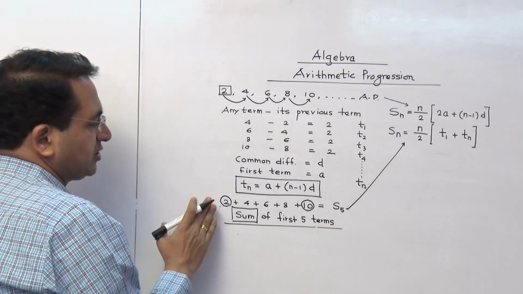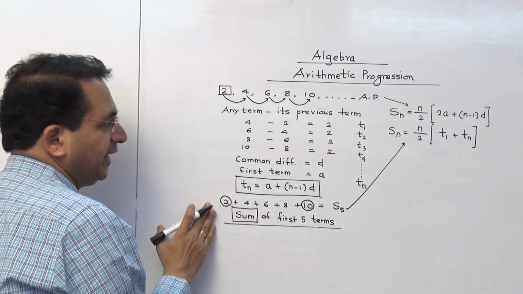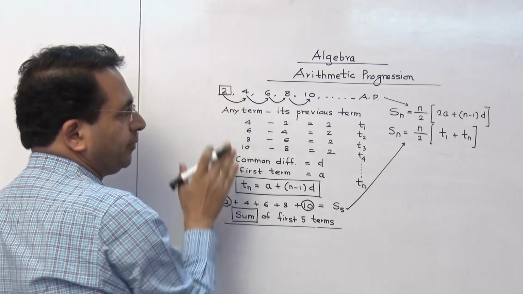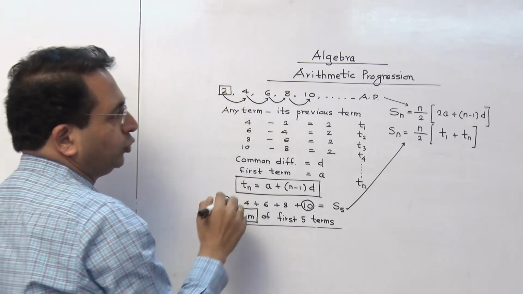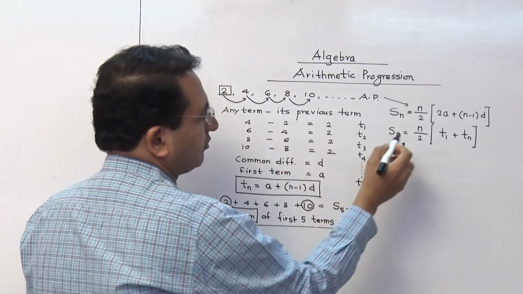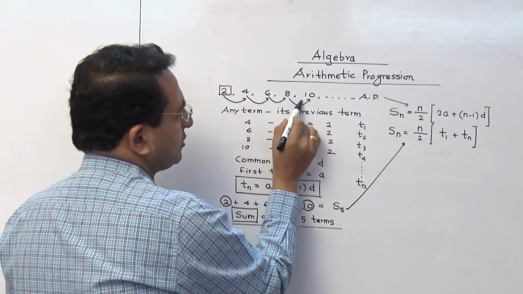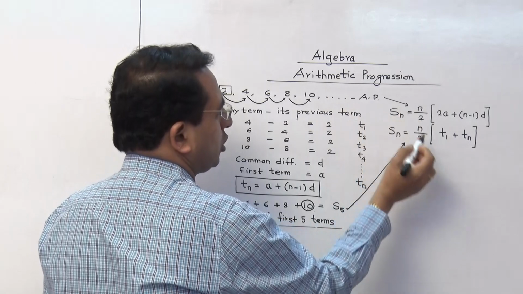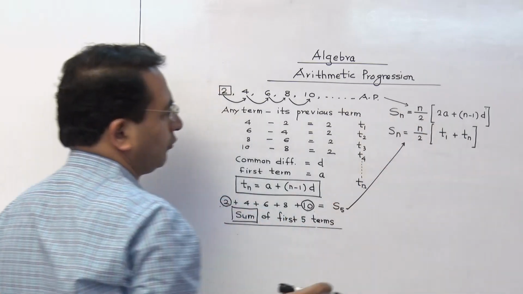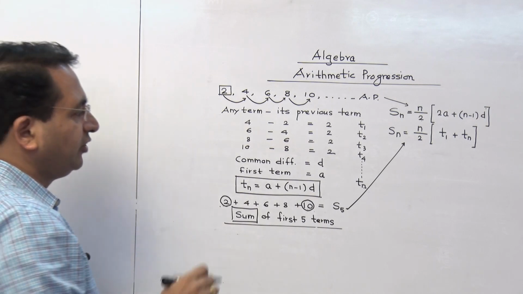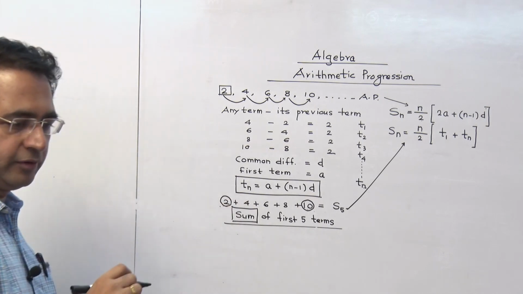It is like that. This is what we call finite. This is infinite. Both are AP only. But if you know the last term, then you have to use the second formula. And if the last term is not known, in that case you have to use this formula. So in all, there are 3 formulae we are going to have.